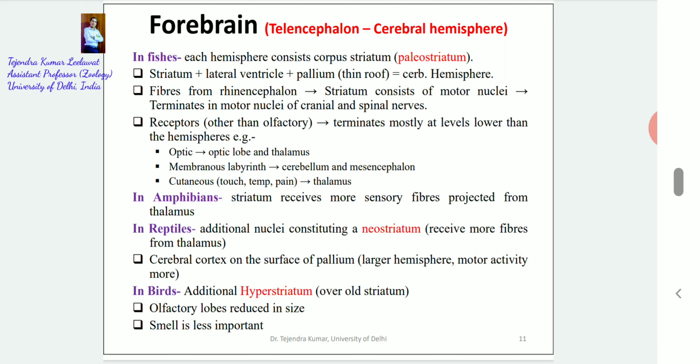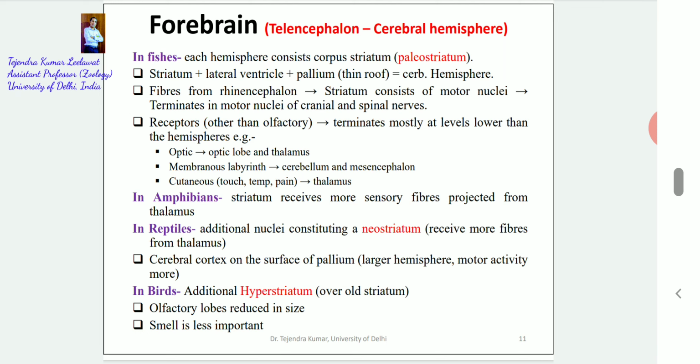Pisces had the paleostriatum type. Paleo means primitive, whereas in reptiles there is the neostriatum type. Neo means new. So this is more evolved, a newer type of striatum, and it receives fibers from the thalamus, and the cerebral cortex on the surface of the pallium is present, because a larger hemisphere is there, and that's why motor activity is greater, and therefore the cerebral cortex is shifted towards the surface of the pallium.